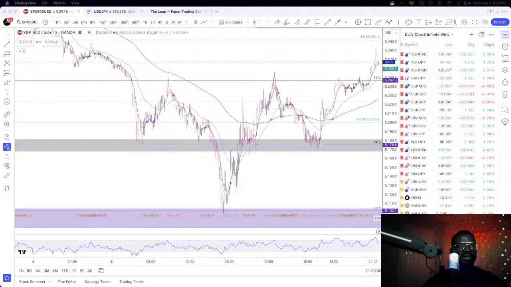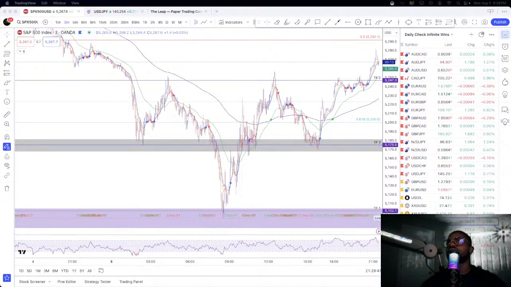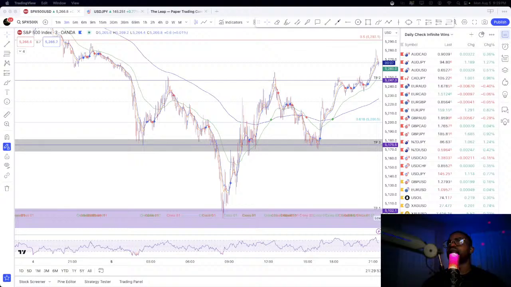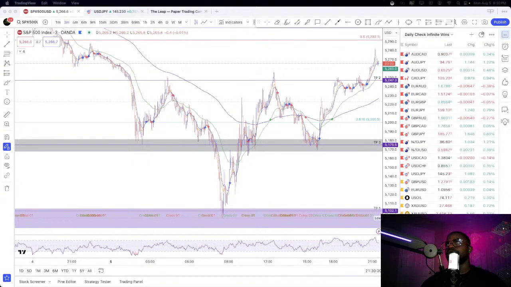Where are we? Live. Okay, so let's check out the news. I'm looking at the news on another screen, you guys. So we got Euro news during the London session. AUD news coming out shortly.